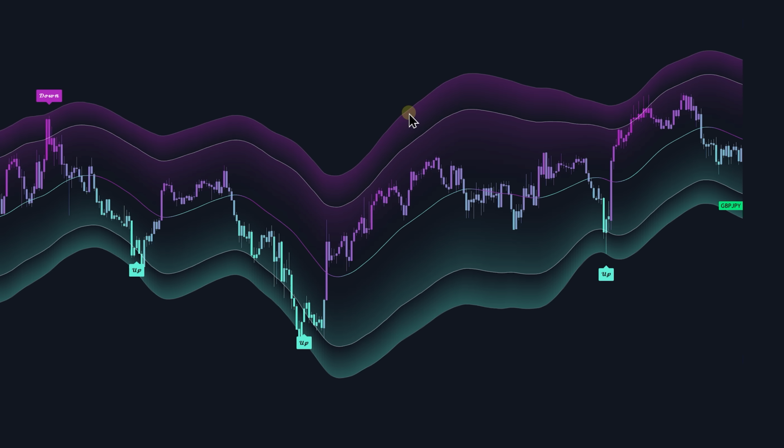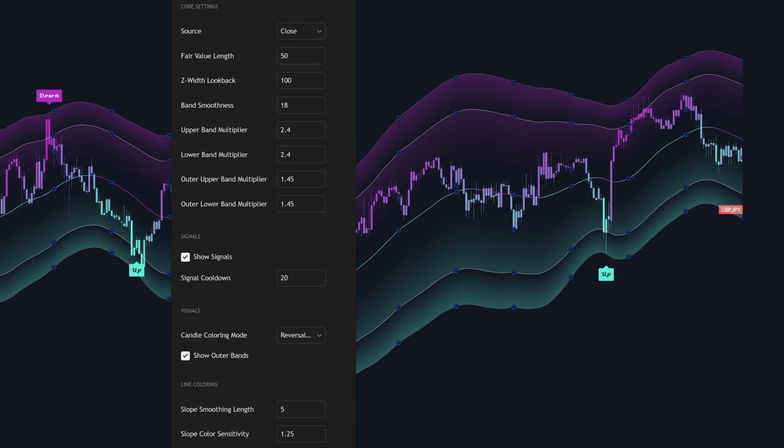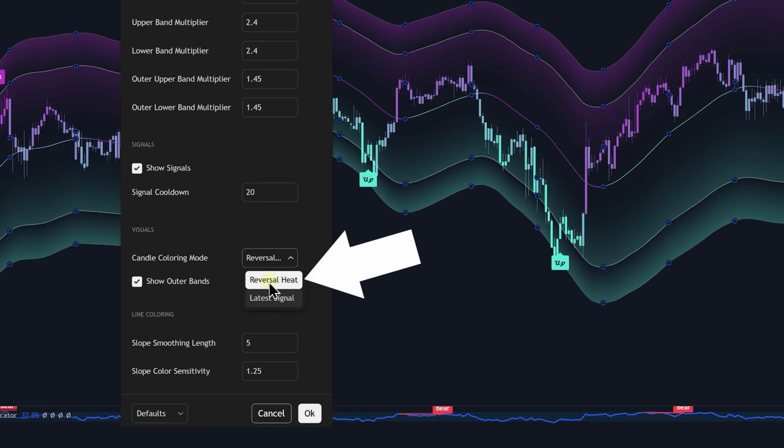The next visual component is the candle coloring. The indicator offers 2 different color modes. The first is called reversal heat. In this mode, the candle colors change based on where price is positioned inside the complete band range.